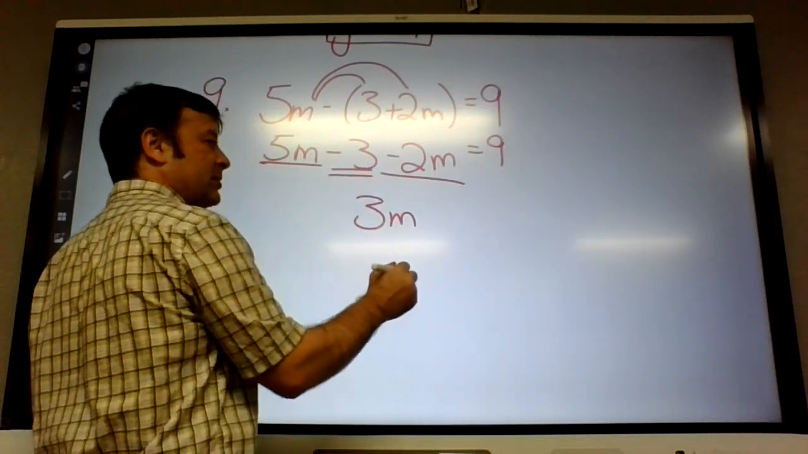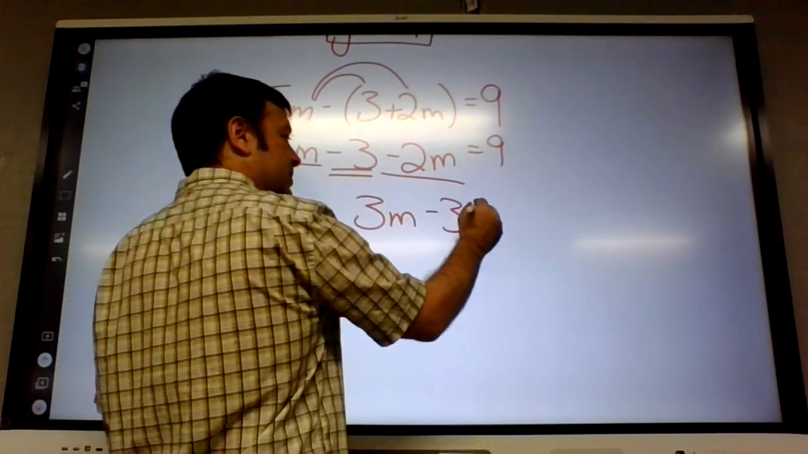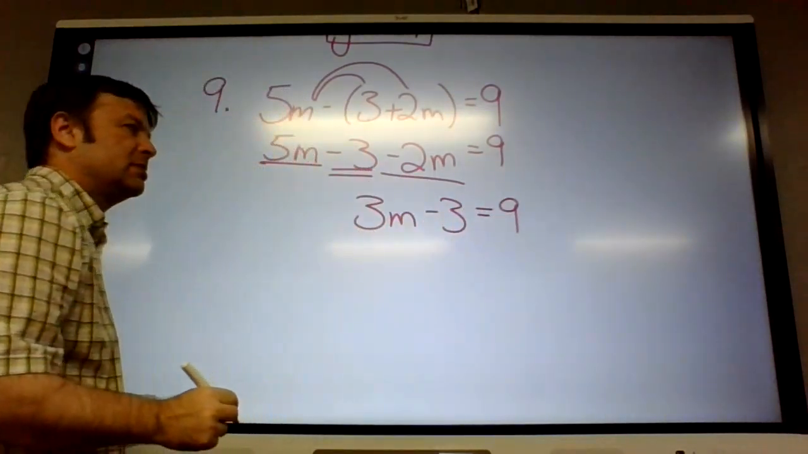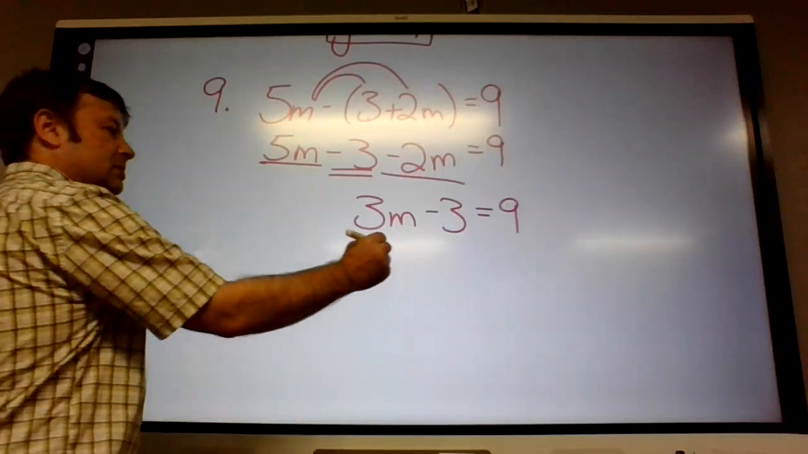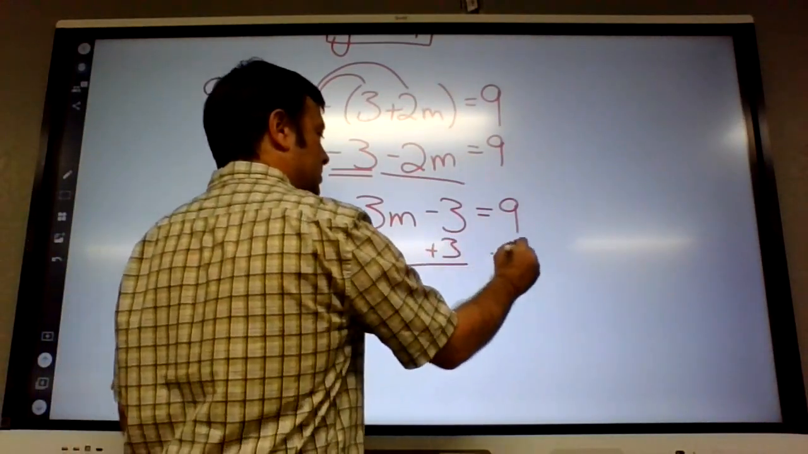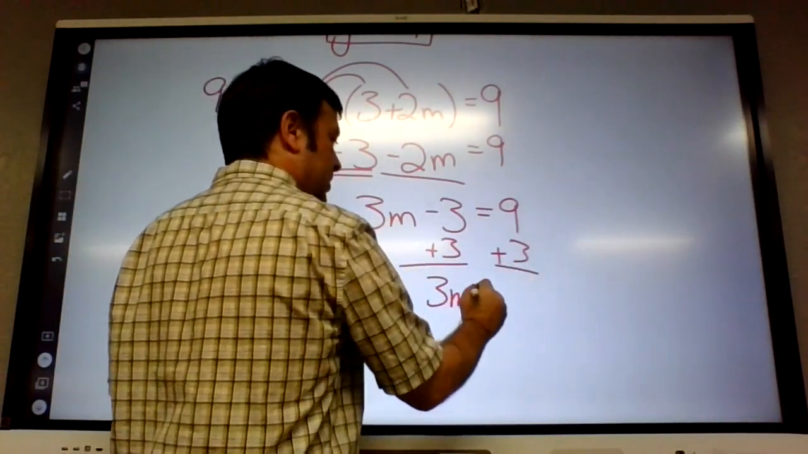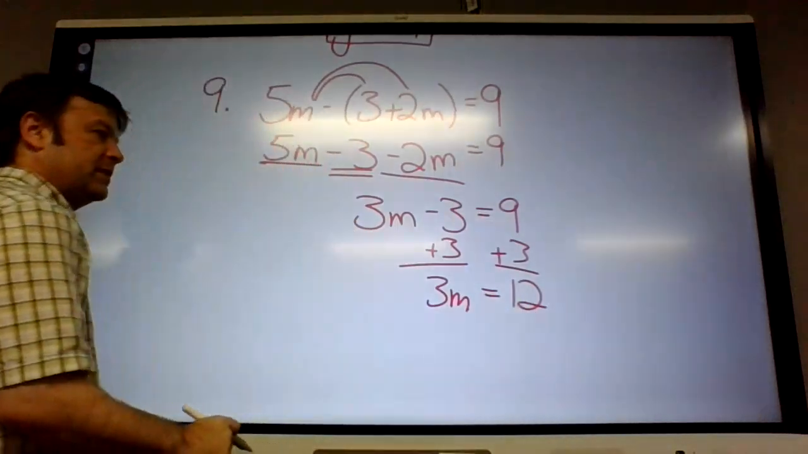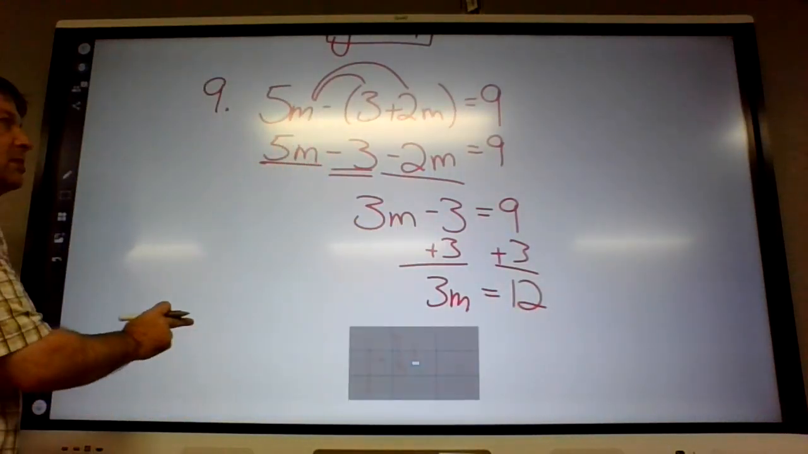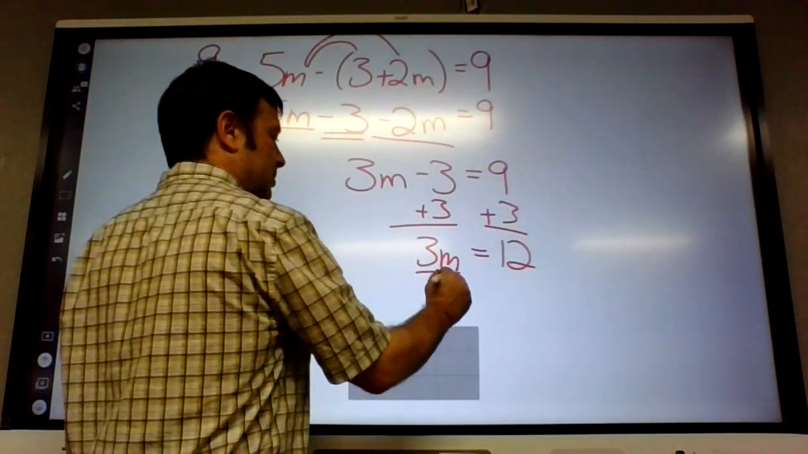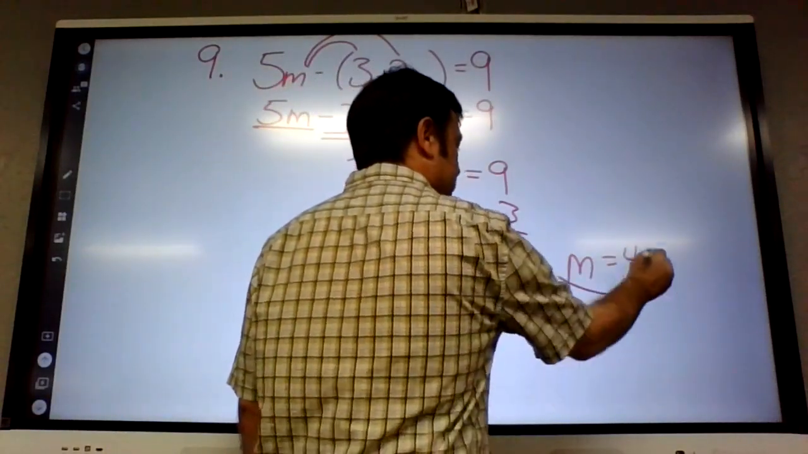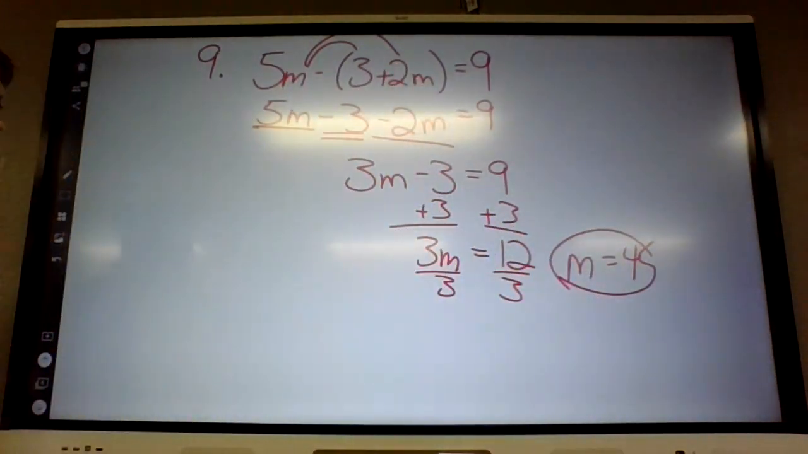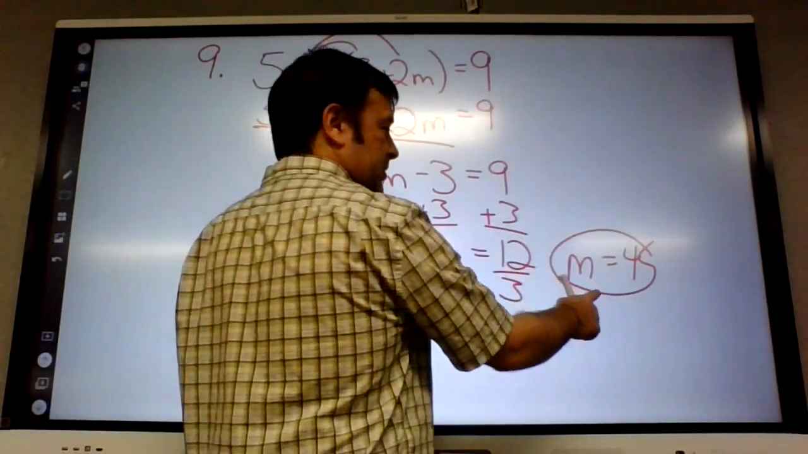And then this minus 3, we didn't really do anything with that, so it just stays there. That makes sense? Okay, now it's like yesterday, so what do we do at this point? Add 3. So we get 3m equals 12, and then what? So m is 4.